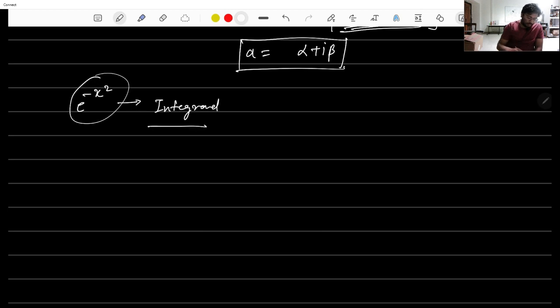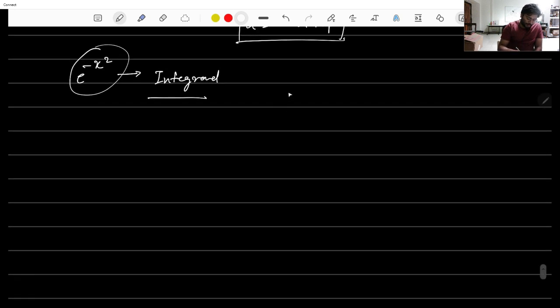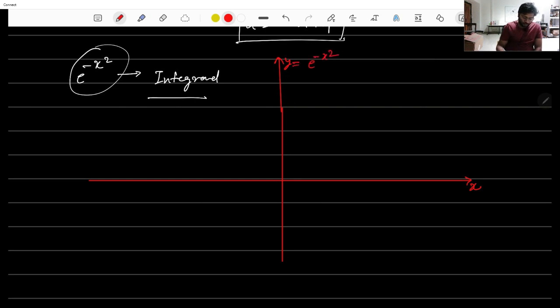Fine. So let us try to plot this integrand. We want to look at how it behaves over the x axis. Suppose this is your y axis and this is your x axis, and here you want to plot y equals e to the power minus x square. At x equals 0, the integrand value will be 1, because e to the power 0 is 1, correct.